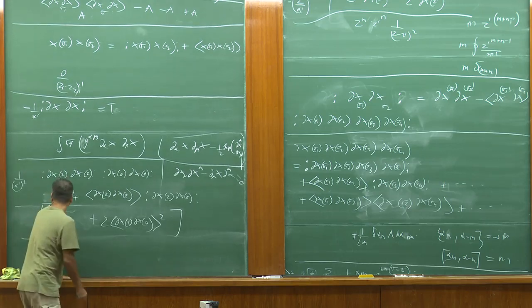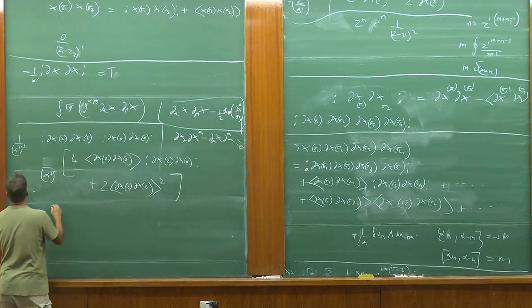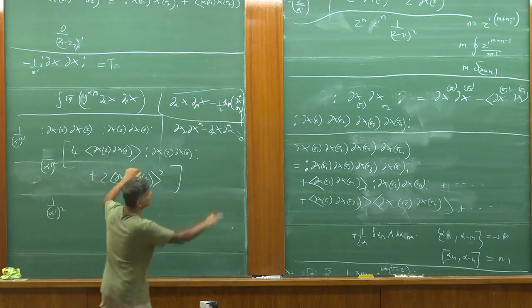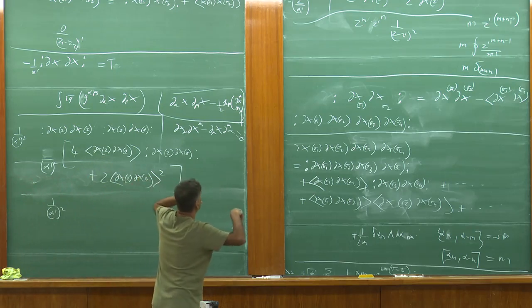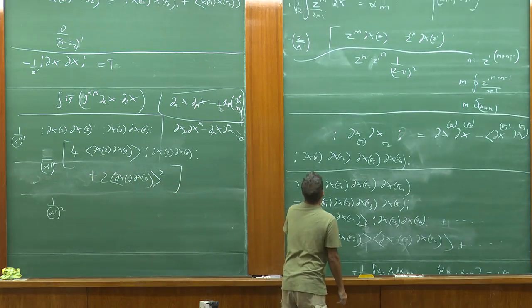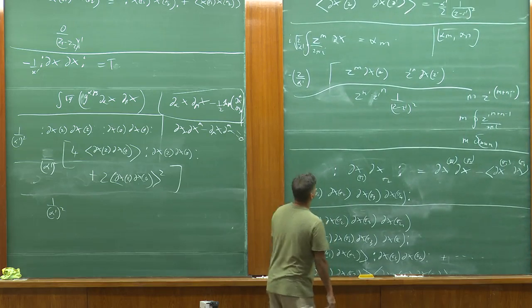Okay, now let's just work these out. So this guy is 1 over alpha prime, the whole thing squared. This guy we computed somewhere up there. Where did we have it? Minus alpha prime by 2.